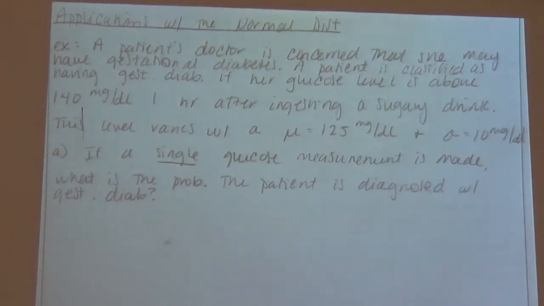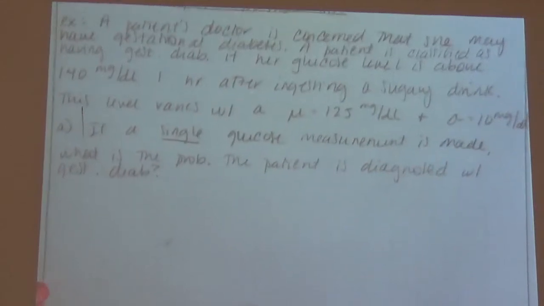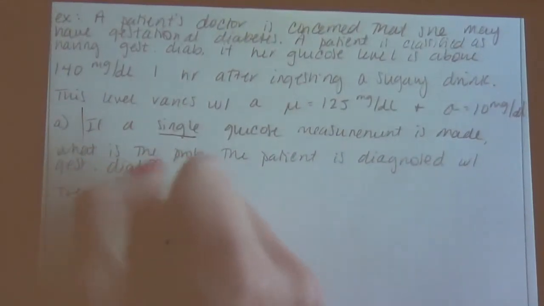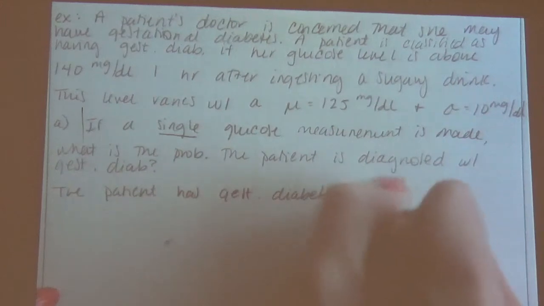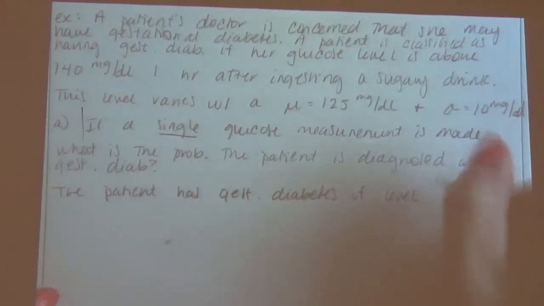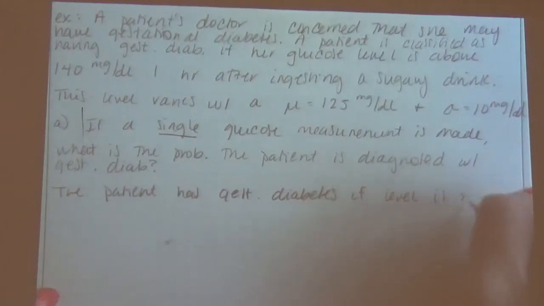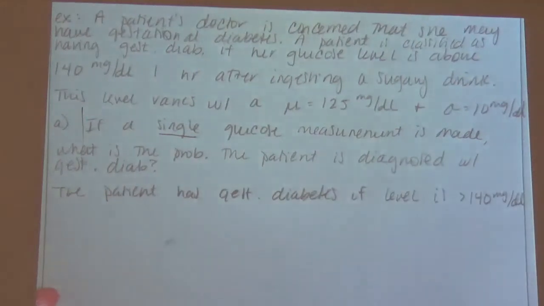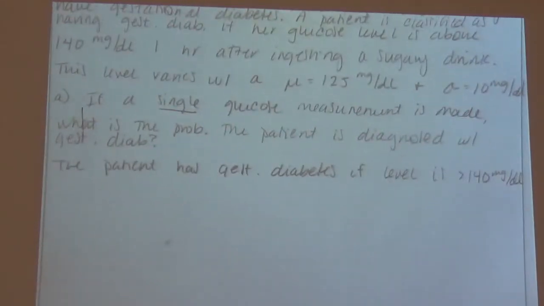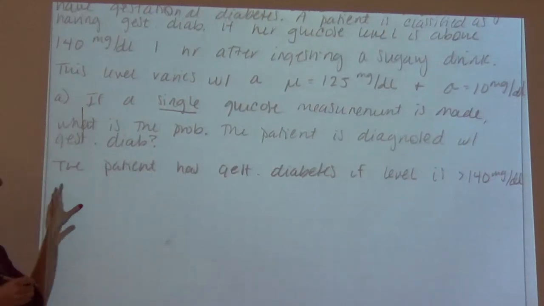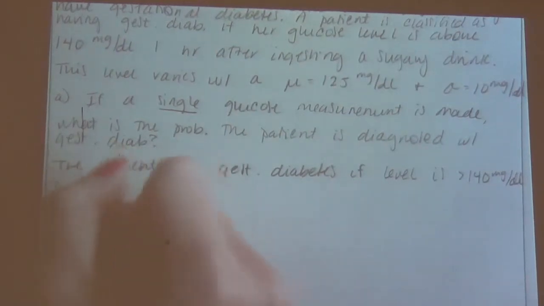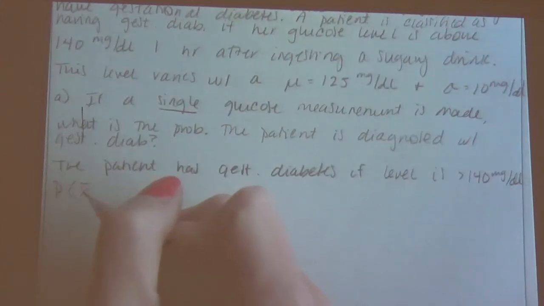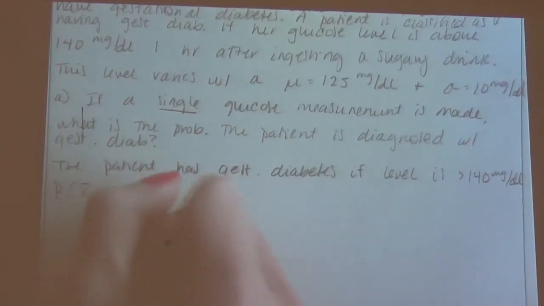Okay, so going through this, I know that the patient has gestational diabetes if the level is greater than 140 milligrams per deciliter. Okay, so what I want to do is calculate the probability that that's going to happen. We haven't made this measurement yet. We just want to calculate the probability this is happening. So what we're doing is taking the probability that this sample average, okay, so sample average, this time the sample size is only 1 because there's just one patient and we're only gathering one value, is greater than 140.